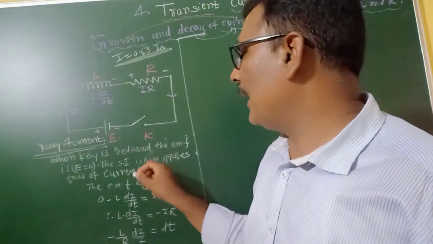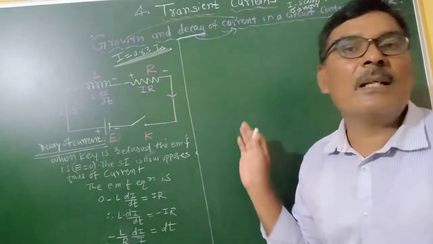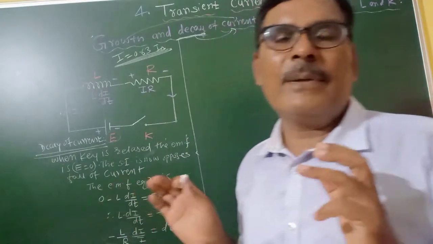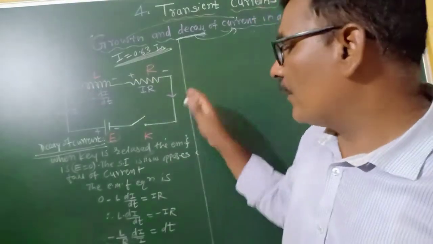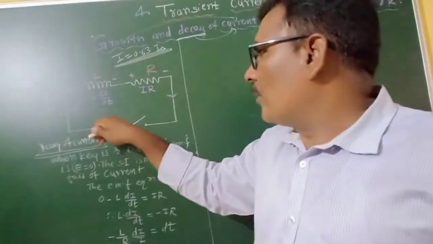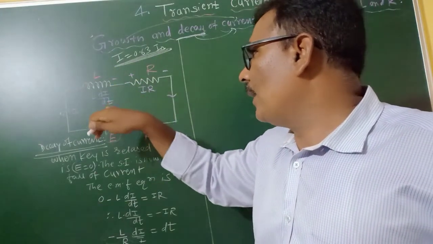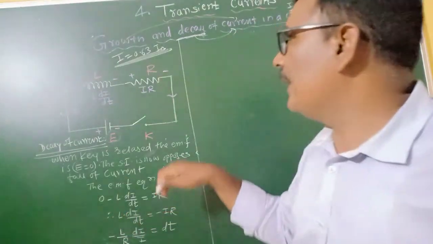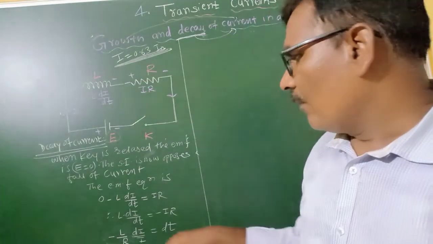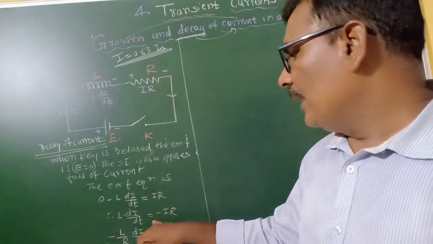This means the self-inductance now opposes the fall of current. Then for the equation, we again use Kirchhoff's voltage law. The EMF is 0, and the inductor coil having inductance L gives L into di by dt, which equals the potential drop across the resistance, IR, with a minus sign. So L di by dt equals minus IR.